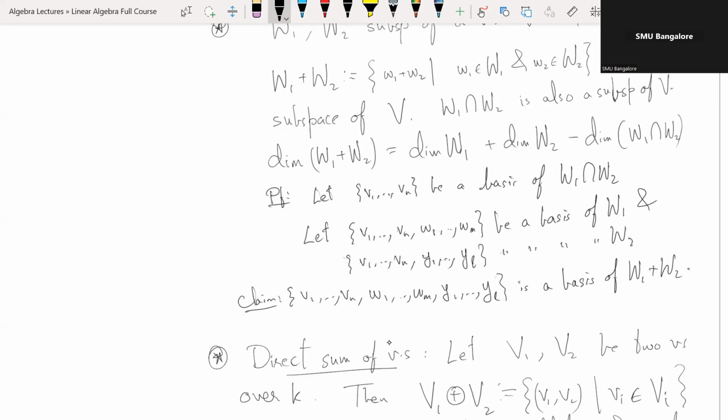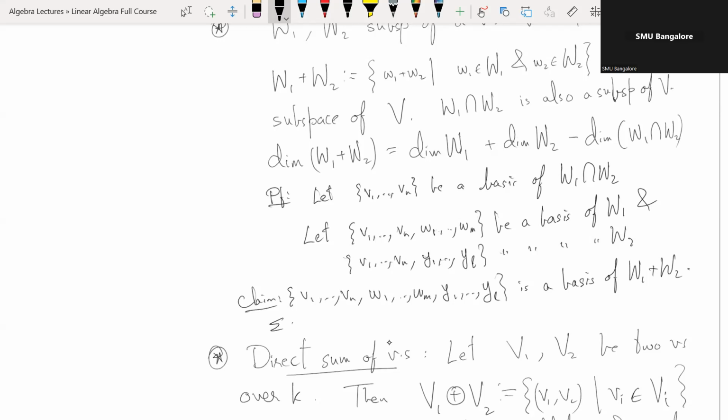But of course, the set we have chosen generates W1 and it generates W2, right? So it generates W1 plus W2. That is clear. So the only thing we have to check is that it's linearly independent, and then we are good. Linear independence is also not bad. So you consider some linear combination of these things.